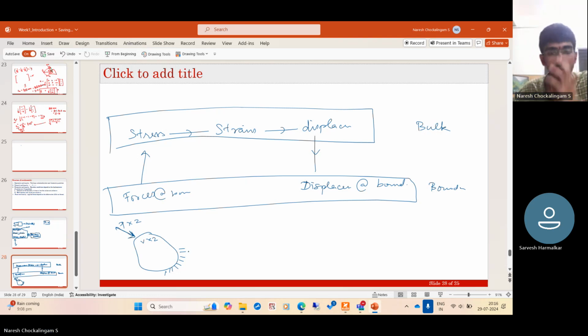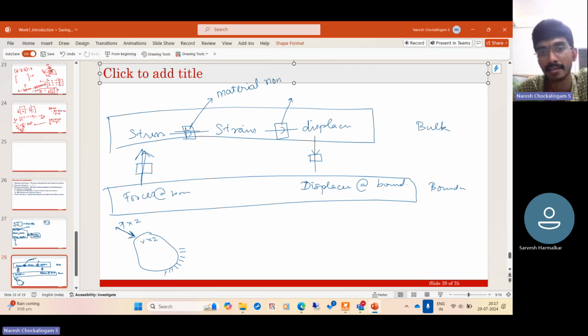This linearity can break down when any of these linking arrows are nonlinear. Everywhere in between, there is a black box, right? This black box is the material stress strain relation. This black box is the strain displacement relation. This black box is the displacement boundary conditions. This one is the material black box. And when the relationship between stress and strain is nonlinear, we call it material nonlinearity.